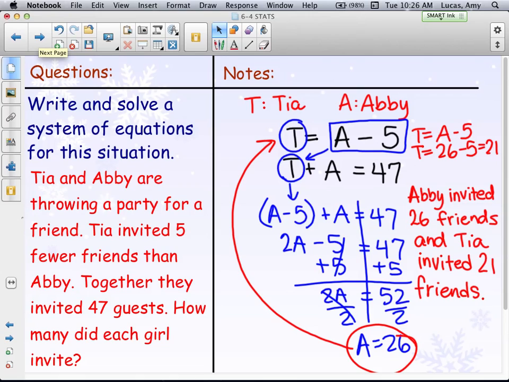If you wanted to check, you could reread the problem to make sure that it makes sense. Tia invited 5 fewer friends than Abby. 5 fewer, 26 compared to 21, that makes sense. Together they invited 47, so if I add those all together, I get 47. So both of the equations check.